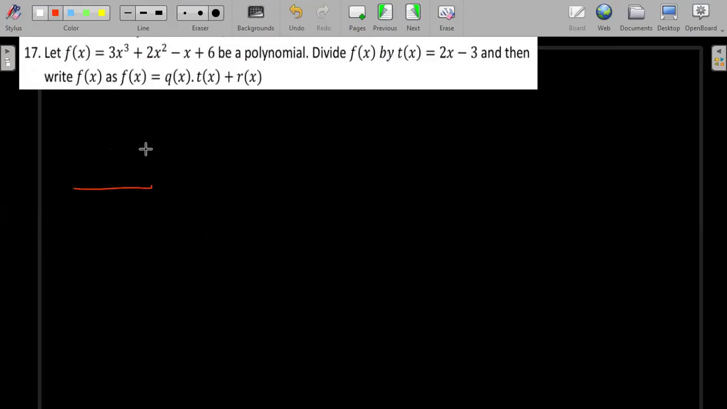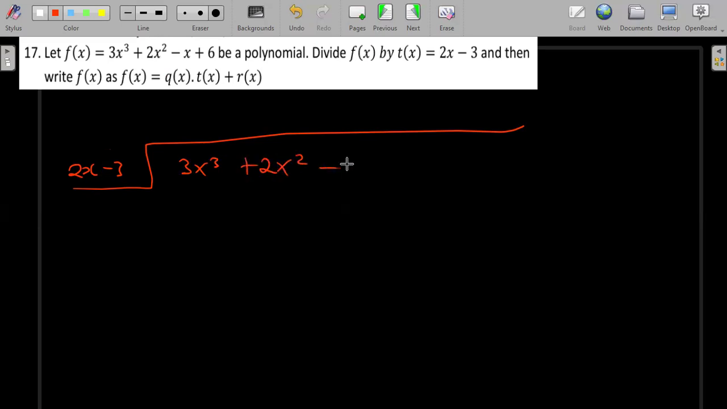Okay, so we're going to write it like this. So we have 2x minus 3, and then the polynomial is 3x cubed plus 2x squared minus x plus 6. So 2x into this, what are we going to get? If we divide 2x into this, we're going to get 3 over 2 and then x squared. That's what we're going to get.